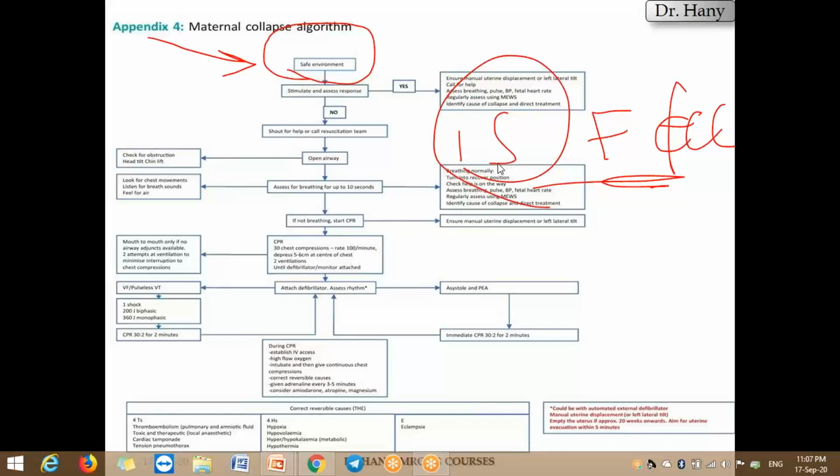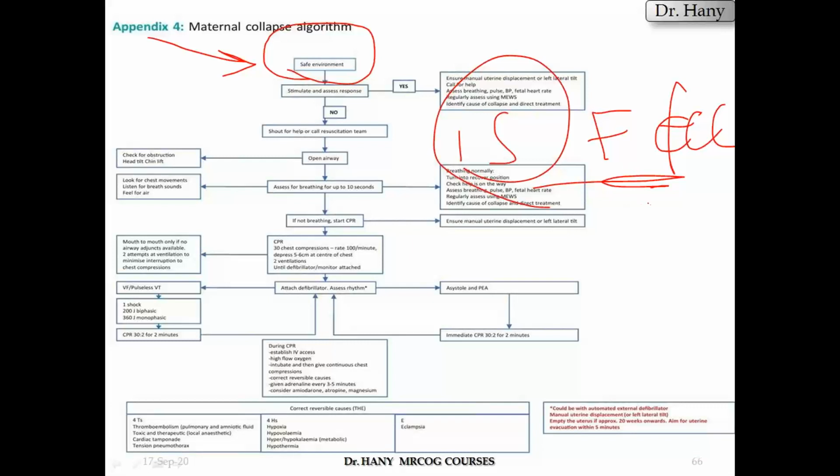Okay, so the left lateral tilt will be 15 degrees. Why? Because it will give you effective resuscitation, effective cardiopulmonary compression, and remove the aortocaval compression. So it improves the venous return and improves the cardiac output. That's why I'm telling you the left lateral tilt is very important. After that, call for help again.